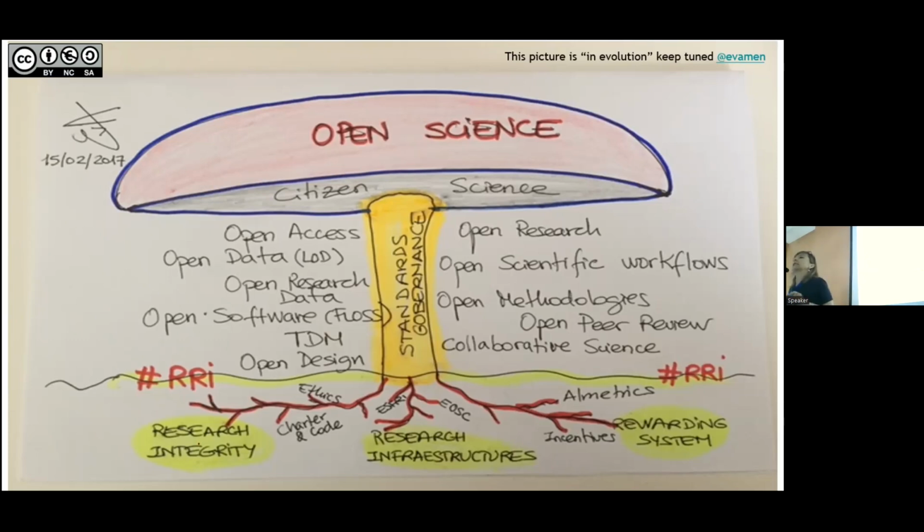transversal is citizen science. Citizen science is not yet another element of open science. It's part of the transversal approach. All science should be with and for society.